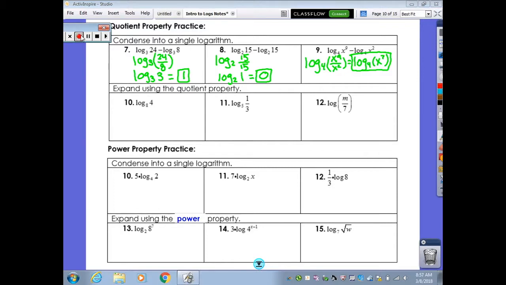This is what you should have gotten as your answer. Now let's look at the next few problems. Expand using the quotient property. So we know 4 would be equal to, if we're trying to use the quotient property, we can make this 8 divided by 2, and again, we can use any values here. This would become log base 8 of 8 minus log base 8 of 2. As we said before, this is going to be equal to 1, so we get as our final answer 1 minus log base 8 of 2.